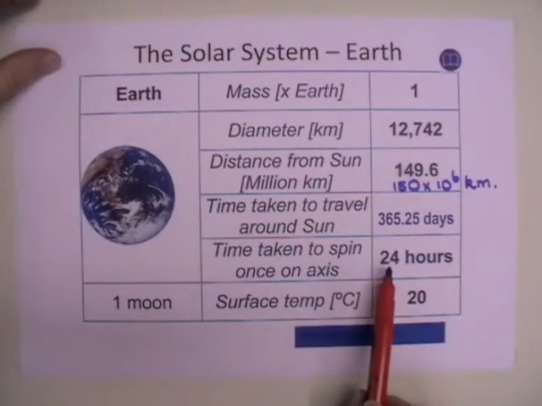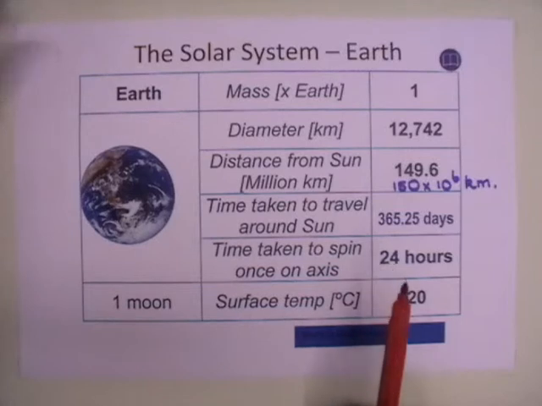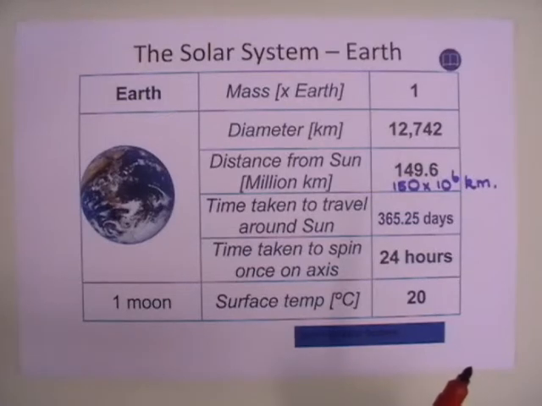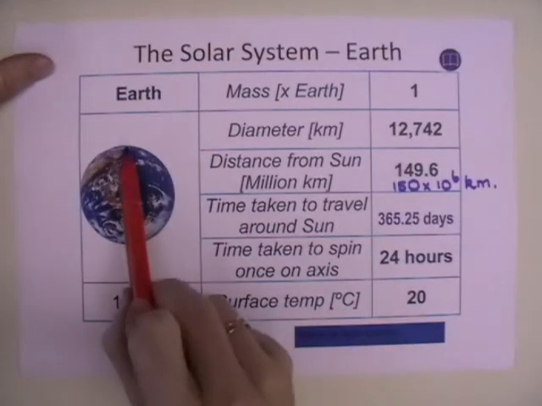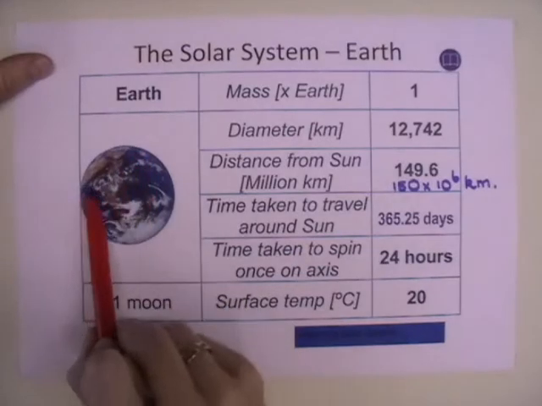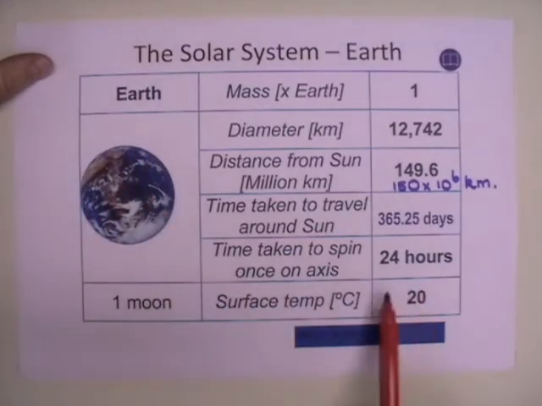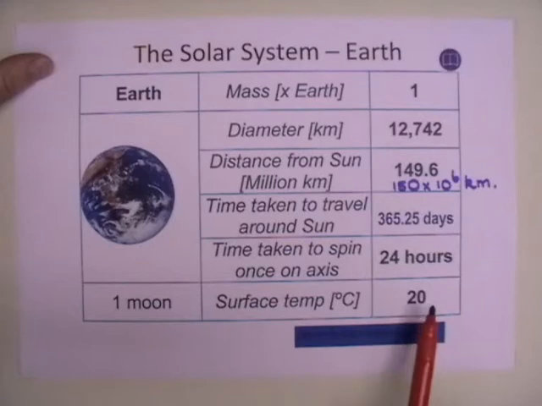It takes 24 hours to spin once on its axis. So you'll see in the next slide that the Earth rotates on an axis, and it takes 24 hours to make one rotation. We have one moon, and the surface temperature, and this is an average surface, obviously it's much colder at the poles and much warmer at the equator, but the Earth's average surface temperature is 20 degrees C.